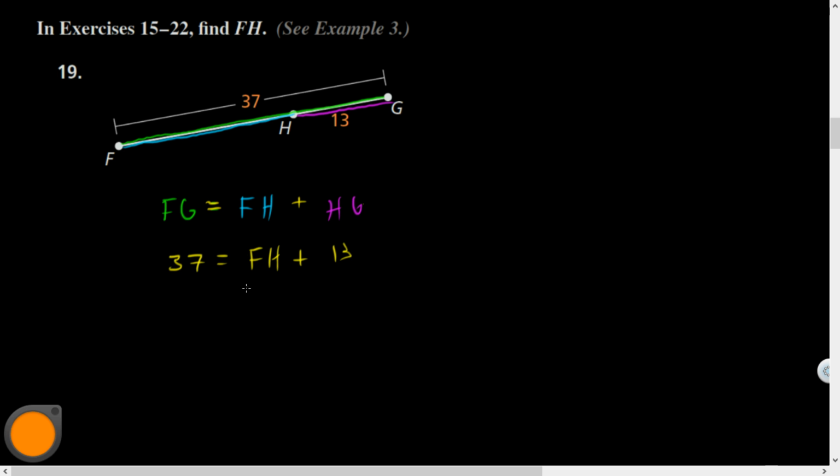FH, to get it by itself, currently it's being added by 13. The inverse operation is subtract 13. But you guys are expert algebraticians, so I trust you could do that. Let's see, 37 minus 13, that's going to be 27 minus another 3 is 24? Sounds good to me. And so there you go, there's 19.